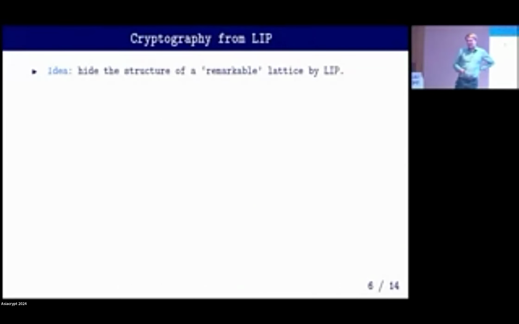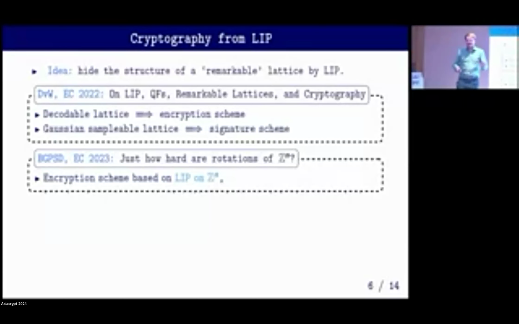Okay, so we can try to build cryptography from this lattice isomorphism problem with the main idea that we can take some lattice with a nice structure that we can use, and we can hide this structure essentially by applying this orthonormal transformation. And this is an idea that has been brought up in two concurrent works, both presented at Asiacrypt, where in the first we give a general framework where you put in any kind of decodable lattice, so any lattice in which you can decode, and we transform this into an encryption scheme.